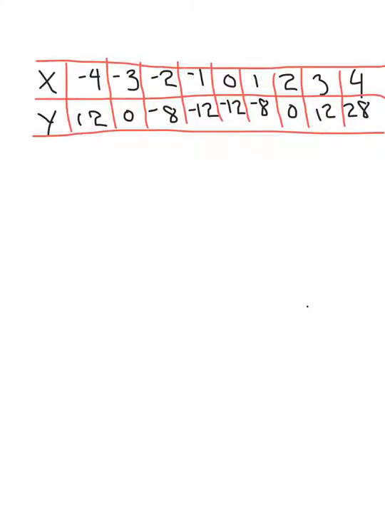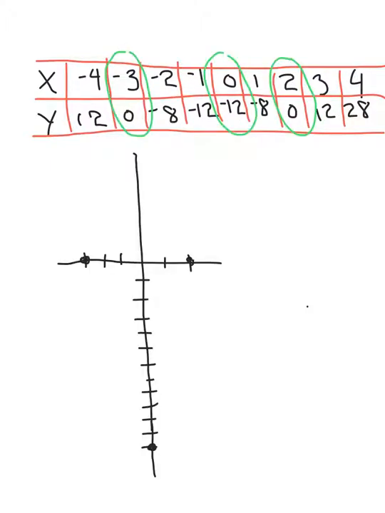Now when we look at parabolas, especially if we have a table like this, some of the more interesting points would be the ones that have zeros in them. So I'm going to do a quick sketch of the points on a graph just with the zeros. So let me do that real quick. Okay, so here's what it looks like.